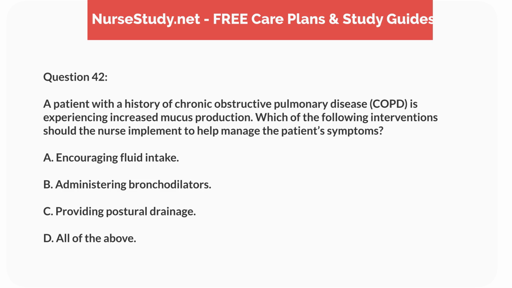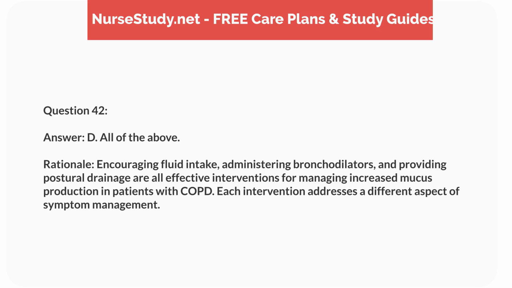Question 42. A patient with a history of chronic obstructive pulmonary disease, COPD, is experiencing increased mucus production. Which of the following interventions should the nurse implement to help manage the patient's symptoms? A. Encouraging fluid intake. B. Administering bronchodilators. C. Providing postural drainage. D. All of the above. Answer. D. All of the above.